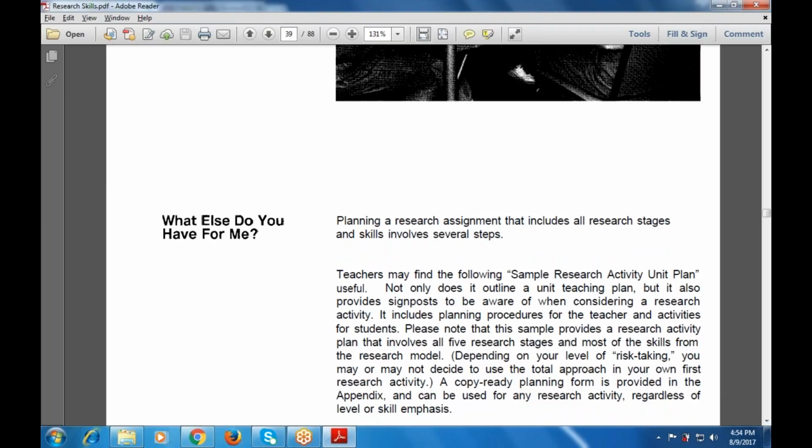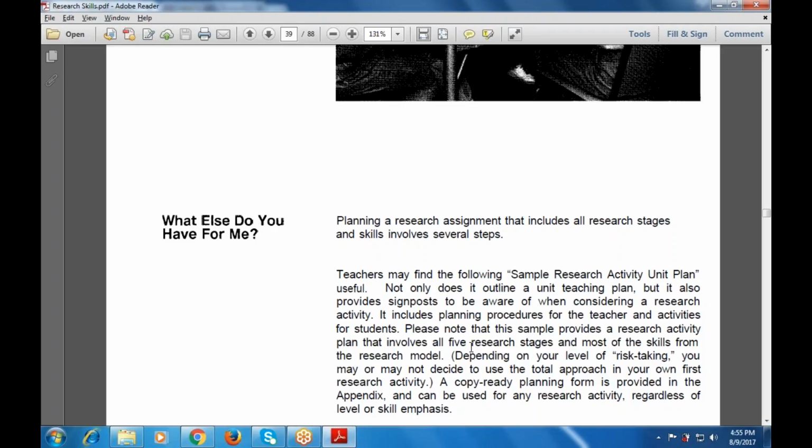So planning a research assignment also includes the research stages and the skills that involve the stages, the steps for the simple research activity plan. A simple activity plan may be the resource persons, the outline, the signpost that will make one aware of what constitutes a research activity. That also includes the planning procedures for the teachers and the activities for the students.